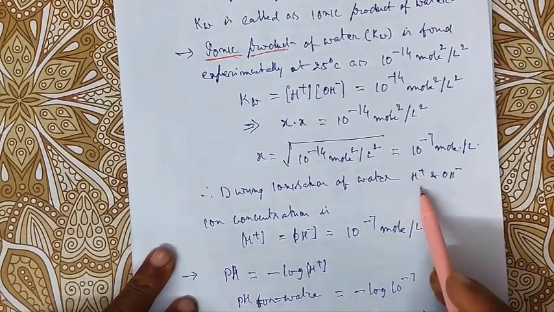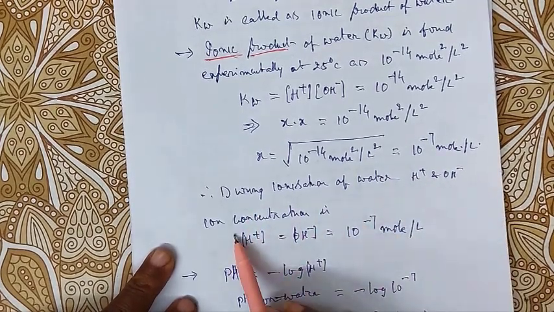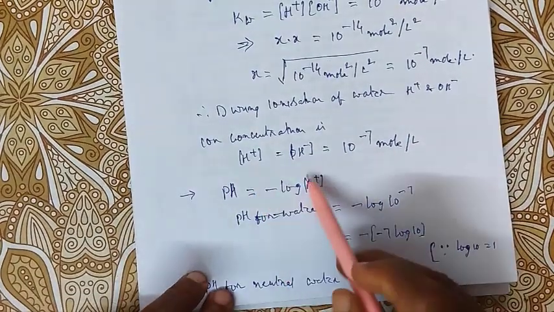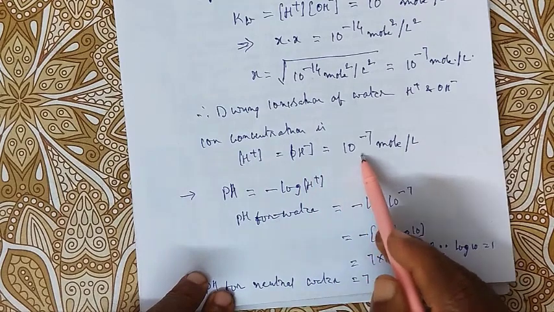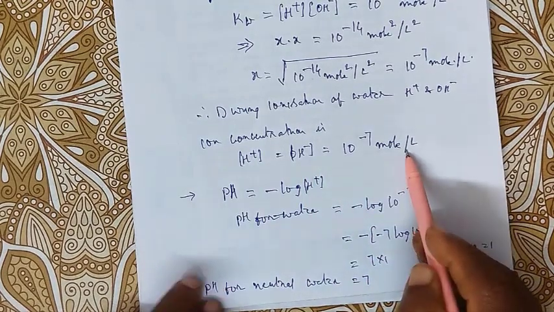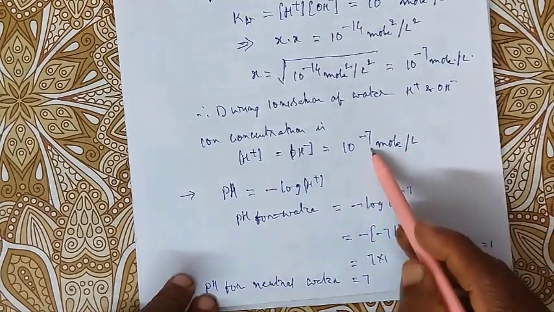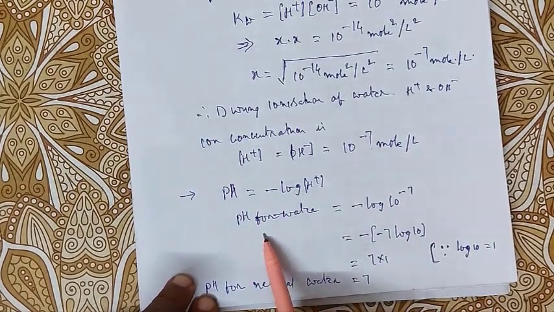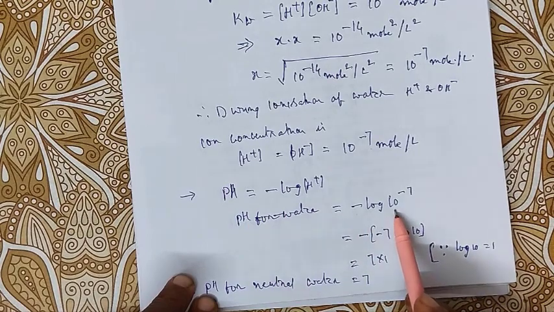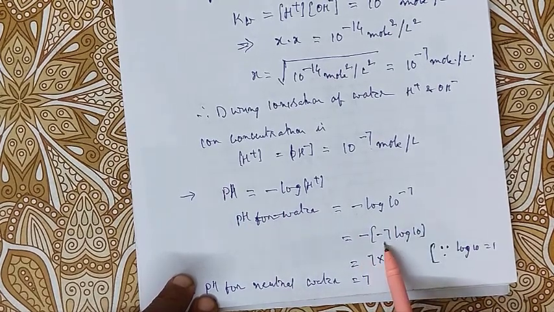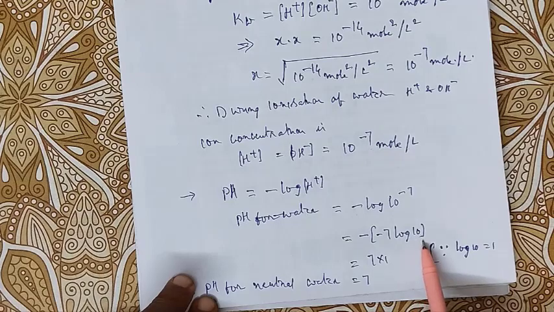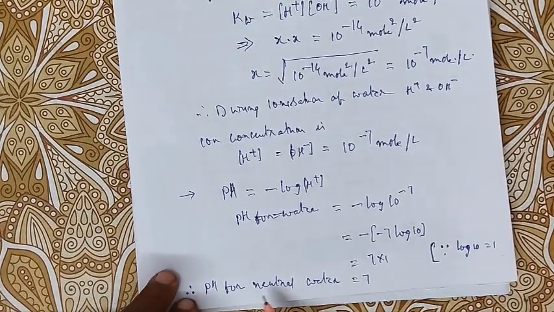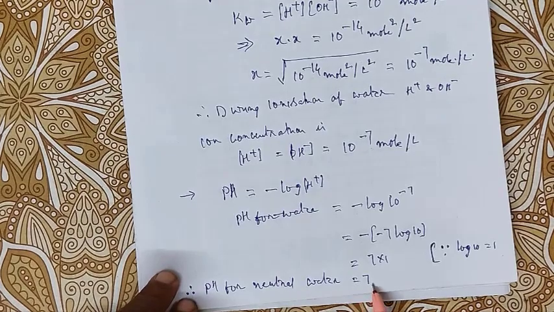During the ionization of water, H plus and OH minus ion concentration is the same. Therefore, in ionization of water, H plus ion concentration equal to OH minus ion concentration equal to 10 to the power minus 7. Now, let us apply this in pH. pH equal to minus log H plus. So, pH of water equal to minus log 10 to the power minus 7, that is minus into minus 7 log 10. This equals 7 into 1 since log 10 equals 1. Therefore, the pH of water is 7.